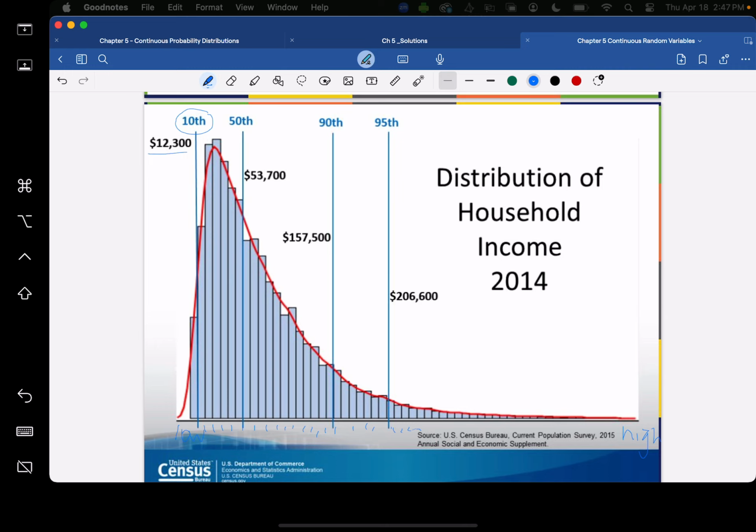The 50th percentile, which means the median household income, was $53,700, and that blue line shows that. So 50% of Americans make less than $53,000, and 50% of Americans make more than that, and some Americans make way more than that. And then we also have the 90th and 95th percentiles. So we're going to use this graph to answer a bunch of questions on your worksheet.